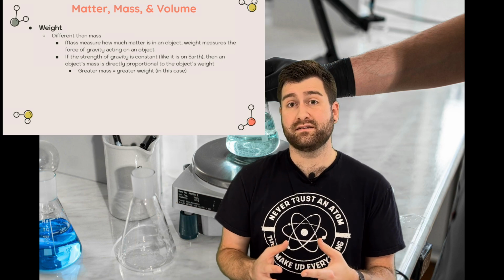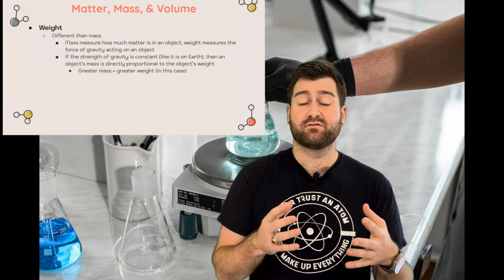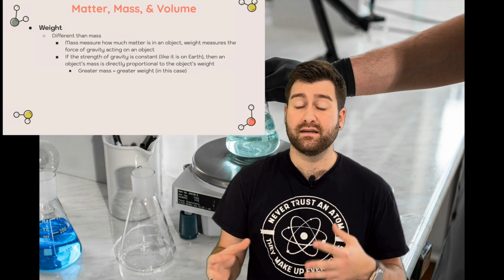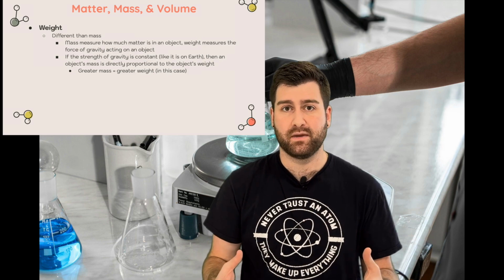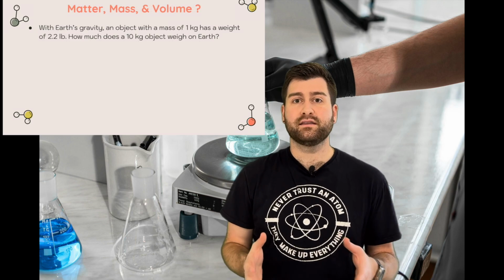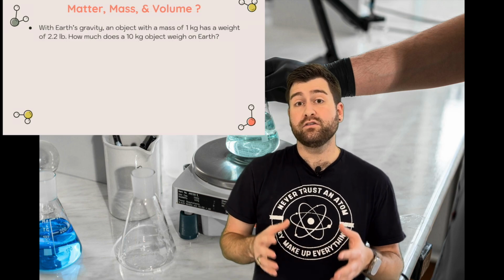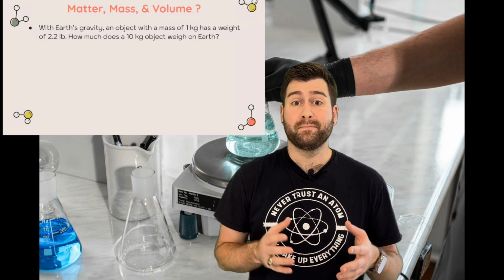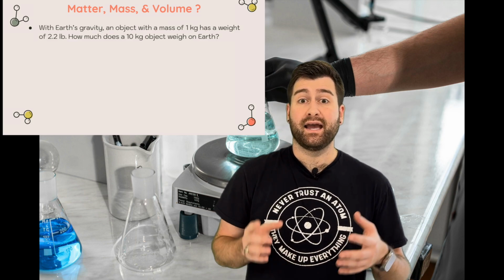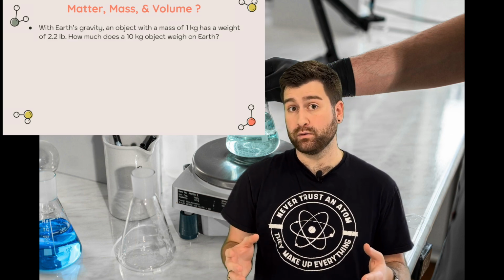And this is where the two get mixed up. And it all is because gravity is constant on Earth. If it wasn't, mass and weight would not get mixed up as much, because they would really be different. Let's take a look at this mathematically. With Earth's gravity, an object with a mass of 1 kilogram has a weight of 2.2 pounds.